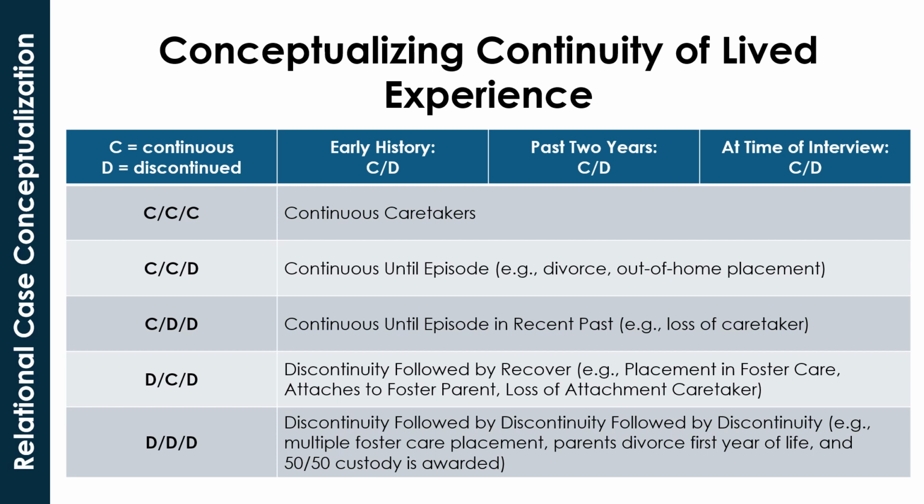In the fourth category, there's discontinuity followed by a very good recovery, and then the loss of that attachment caretaker. The final category, there's discontinuity followed by discontinuity. This is the child who's bounced from foster home to foster home. Maybe they worked with the youth authority. They just have been kind of bouncing around from place to place, and there is no continuity of experience for them.